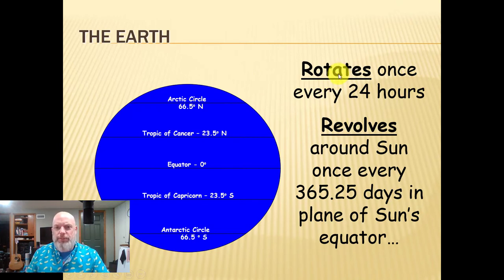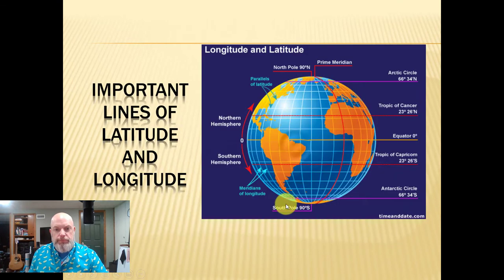So just for the sake of talking correctly, rotation is the Earth spinning on an axis every day, every 24 hours. Revolution is the Earth going around the sun for 1 year, and it'll rotate 365 and a quarter times as it goes around in that year.